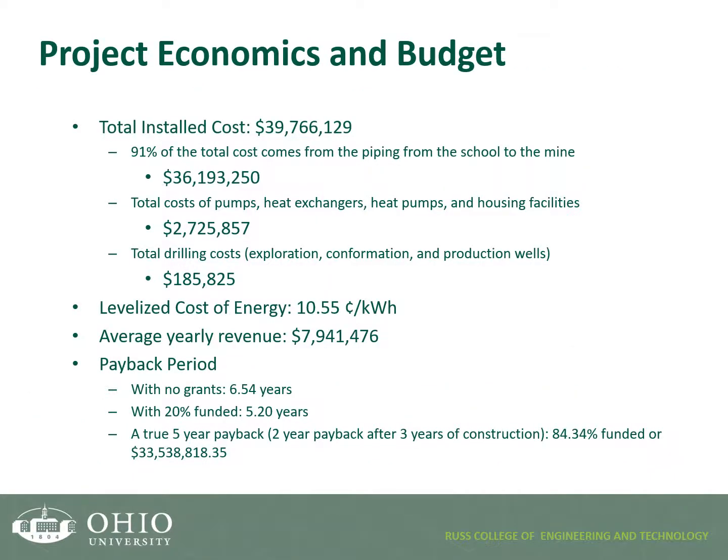The total installed cost of this project will be around $39.7 million, with 91% of that cost coming from laying down the pipes for the water to go to the mine and back. The other costs mainly come from pumps, heat exchangers, the heat pumps themselves, as well as housing all of the facilities. The levelized cost of energy is about 10.55 cents per kilowatt hour, while the average yearly revenue is almost $8 million. The payback period with 0 grants with an ideal condition will be about 6.54 years.